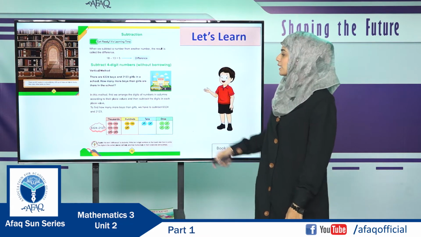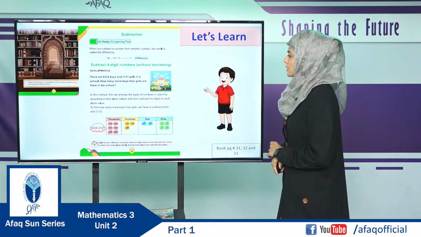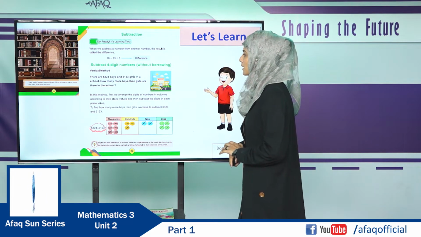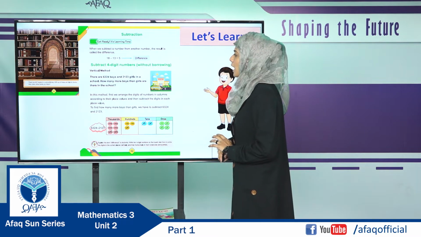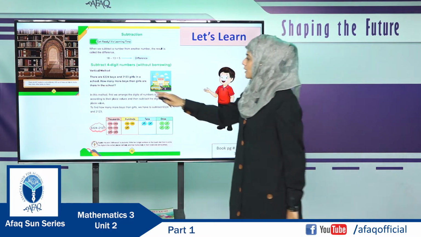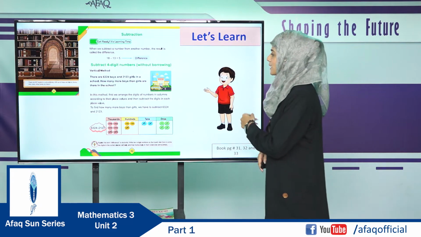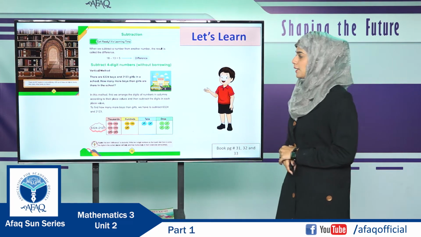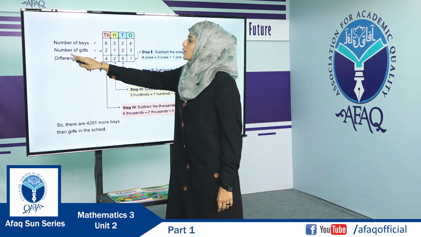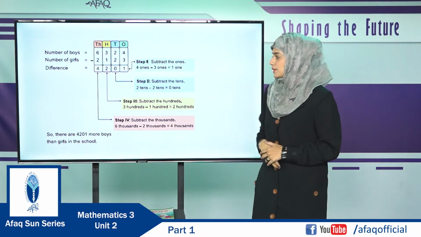We will see an elaborated example of subtraction. Here is a statement question. There are 6,324 boys and 2,123 girls in a school. How many more boys than girls are there in the school? When there is such a word problem, we have to subtract the numbers. So we will see this subtraction sum in detail. Here, the number of boys is written here, the number of girls is written here. Now we have to subtract both numbers.